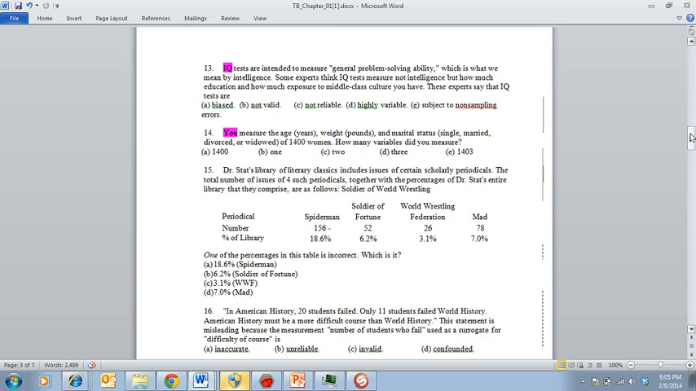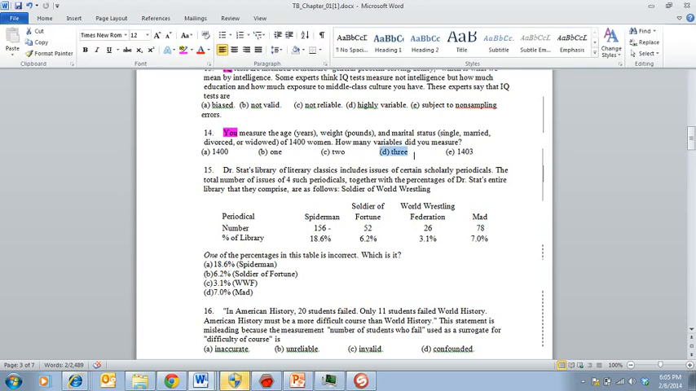Number 14, you measure the age in years, the weight in pounds, and marital status, single, married, divorced, or widowed, of 1,400 women. How many variables did you measure? Well, you measured years, pounds, and marital status. So that is 3 variables. The individuals there would be the women, but you only had 3 variables.